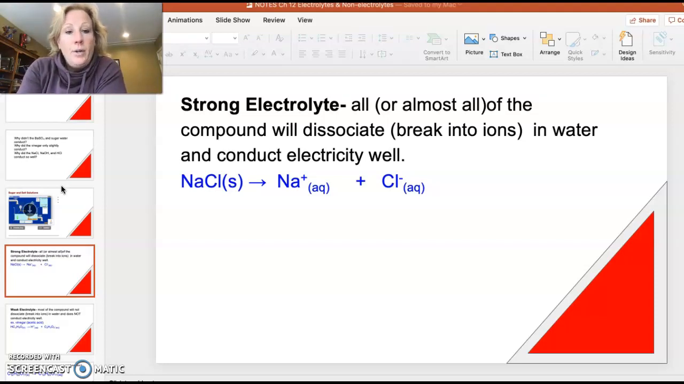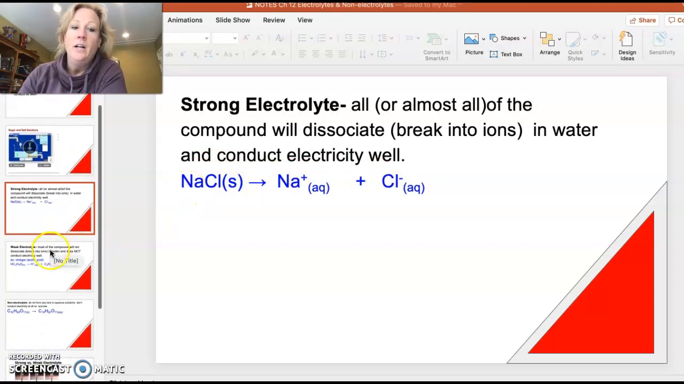So there are 3 different terms that we're going to talk about. A strong electrolyte is when the light bulb is really bright, and this is because the compound is going to break up into ions pretty much 100%. So when I add the sodium chloride, it's going to be all sodium and chloride ions and no longer going to be that crystal. That is why we would consider it a strong electrolyte.